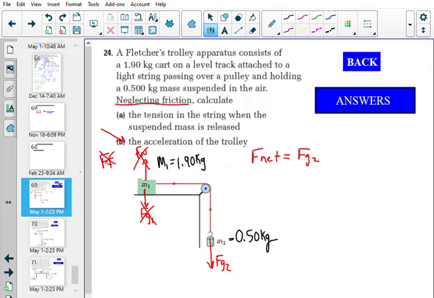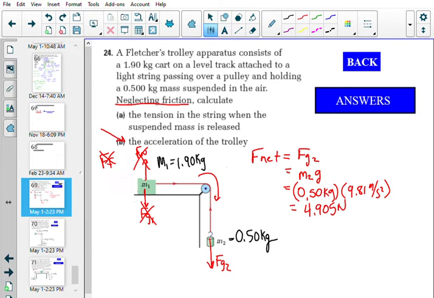So we can work out Fg2. That's mass 2 times gravity. So that is 0.50 kilograms times 9.81 meters per second squared. So that is 4.905 newtons. Okay, and that Fg2 is downward, which is a positive because it's trying to make the pulley turn in that direction.